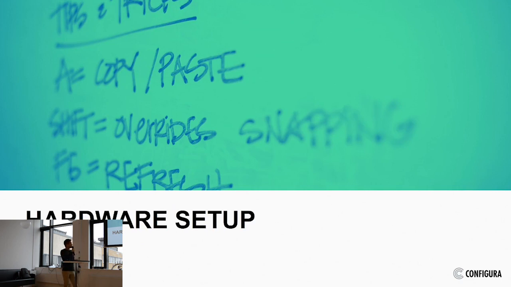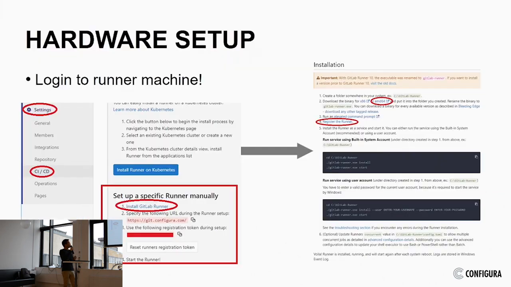So now let's go on to see how you set up the hardware. First off, you need to log into the machine you want to use as a runner. Then you go to this webpage at gitlab.com. Let's go to the CI/CD page. To do this, you need to have at least maintainer access to your repository or project. And then just follow the step-by-step guide.